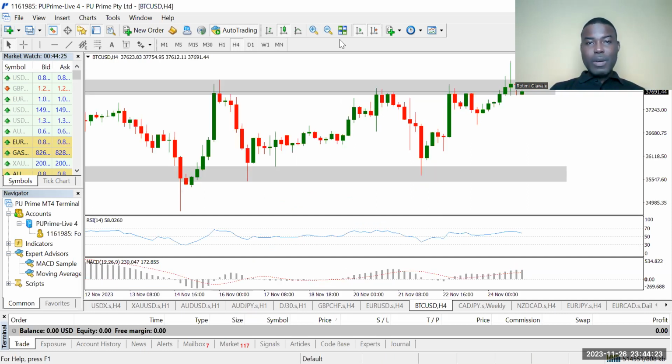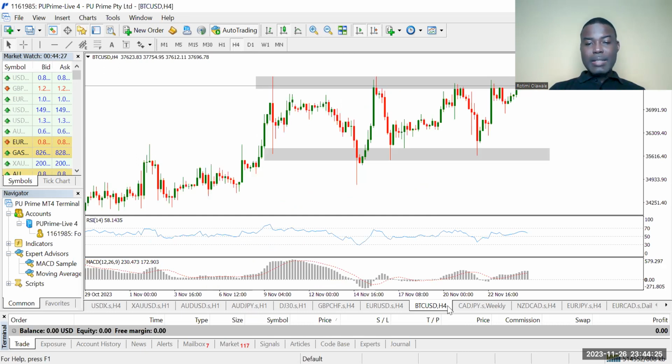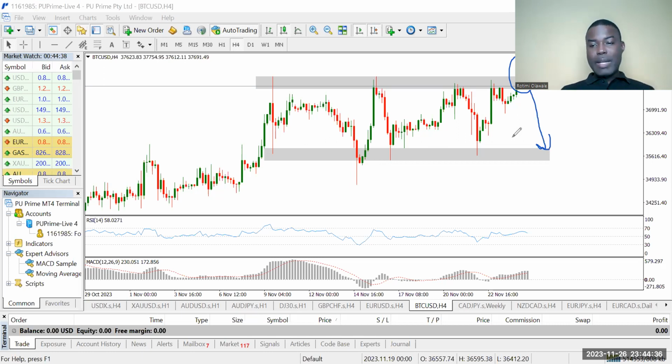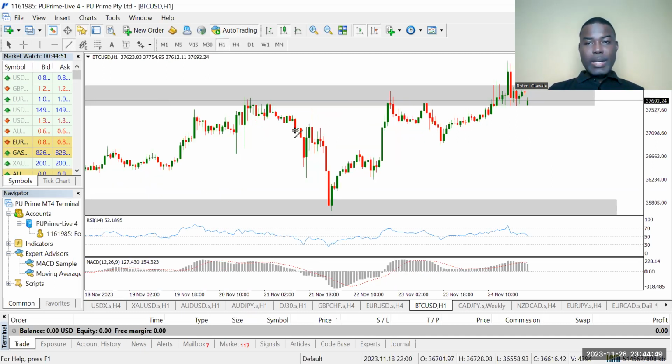And if you flip down to the 4-hour, we can see that we had a rejection candle here, a very sharp one, which signifies a possible reversal down to the lower part of the range. That's the support level of the range. And I can go ahead again to flip down to the 1-hour time frame, where I can draw a trend line right here and a second one.